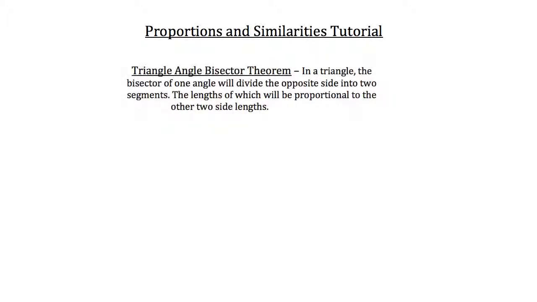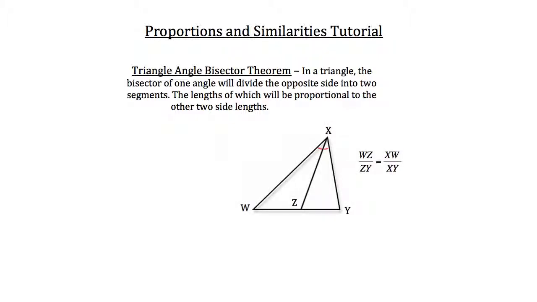Now let's go ahead and take a look at the Triangle Angle Bisector Theorem. In a triangle, the bisector of one angle will divide the opposite side into two segments, the lengths of which will be proportional to the other two side lengths. I have a diagram here to illustrate this theorem. So in this diagram, you can see that segment XZ is the angle bisector of triangle XWY.